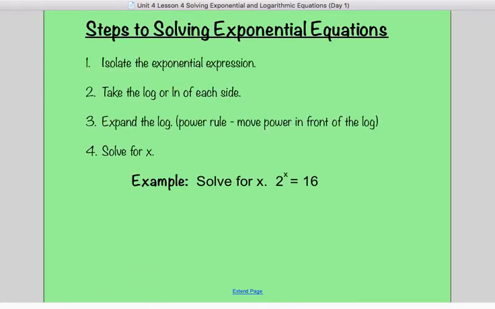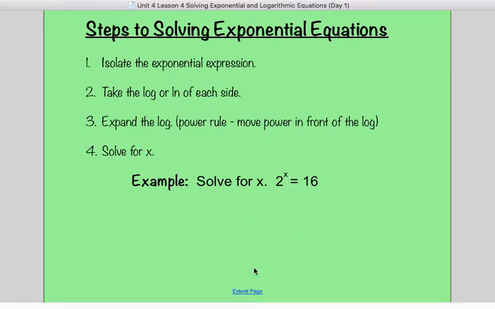So, steps to solving exponential equations. Isolate the exponential expression. Then what we're going to do is take the log or ln of each side. Then we expand the log, power rule, move the power in front of the log, and then we solve for x. Okay, so this first one, our goal is to isolate the exponential expression.